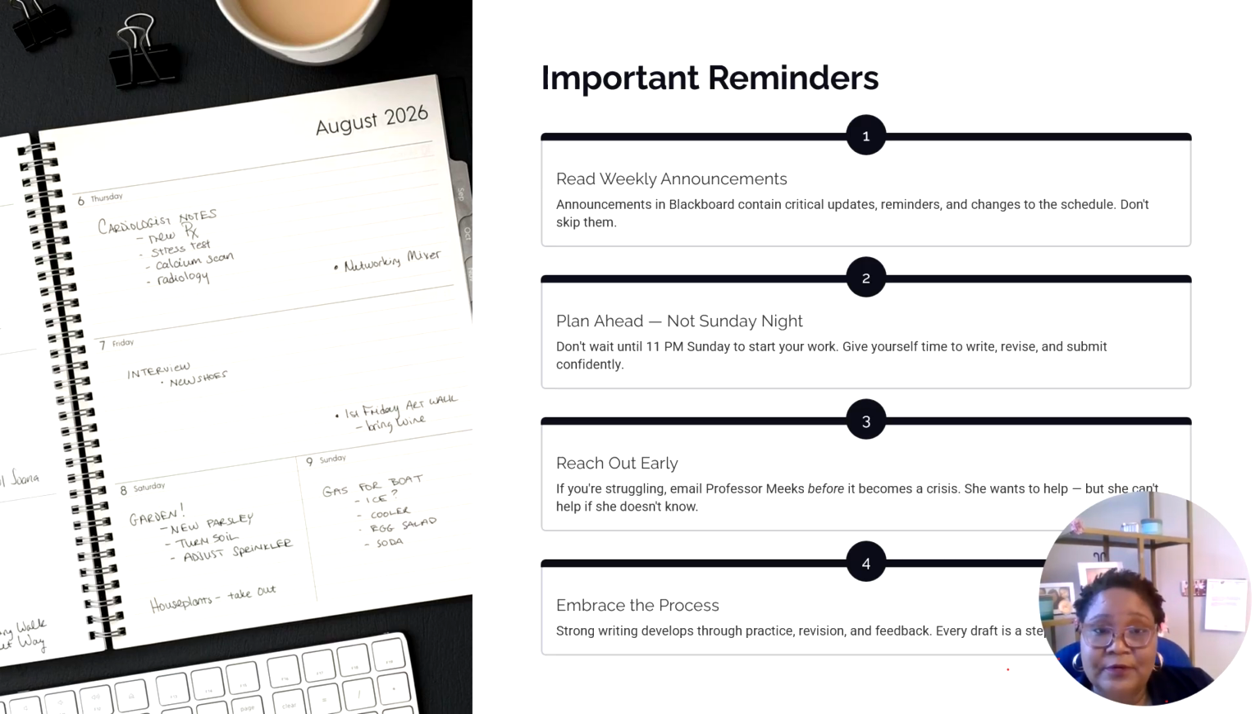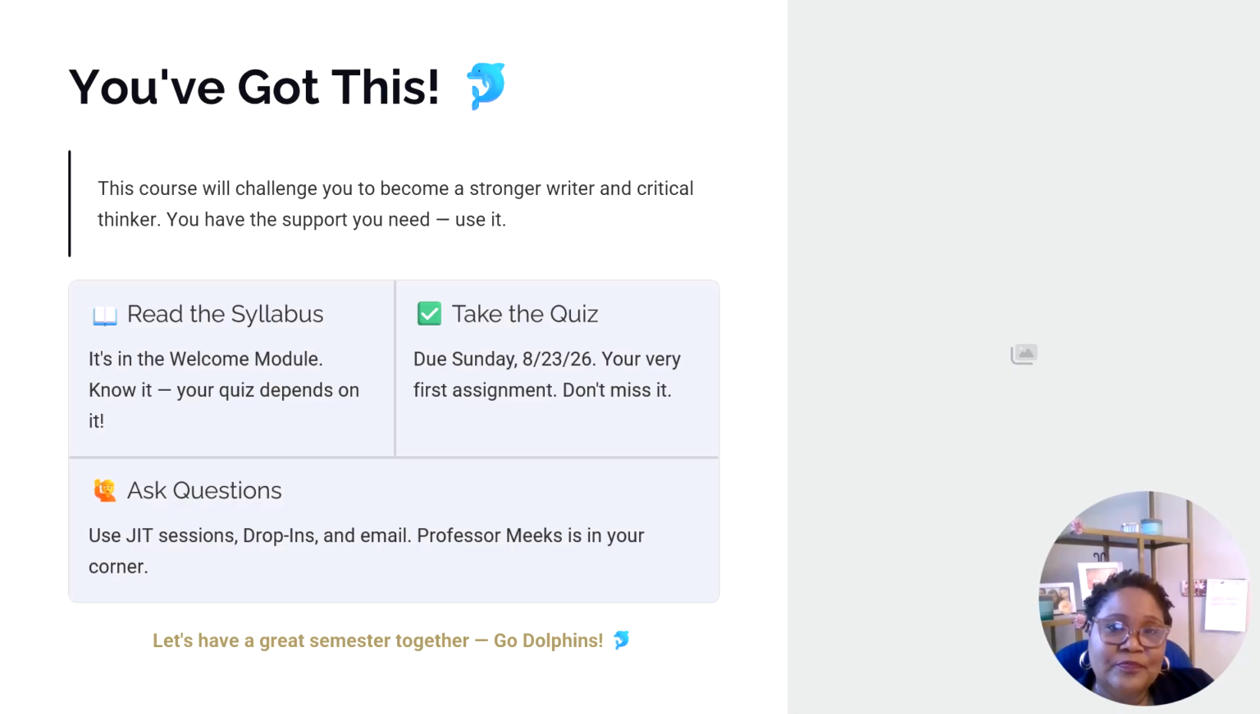And fourth, remember that strong writing does not develop by asking AI to write your papers. Strong writing develops through practice, revision, and feedback. You won't be perfect on the first draft, and that's okay. That's what this course is for. And that brings us to the end of our course orientation for ENGL 214.